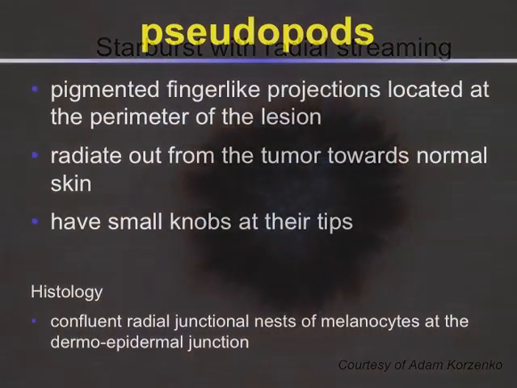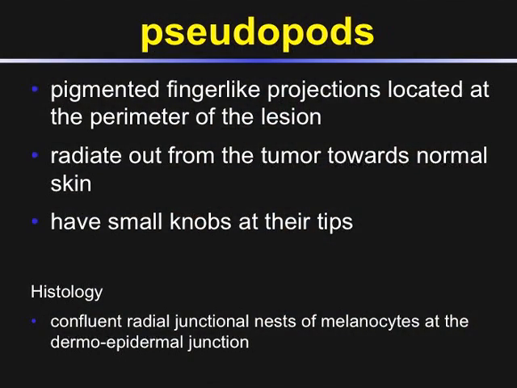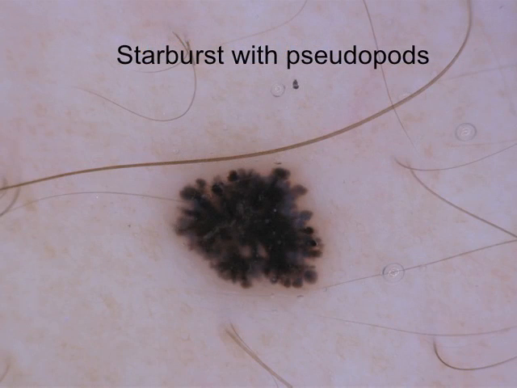And now, pseudopod, on the other hand, is the same structure with the bulbous ending. Histologically, same thing. So confluent junctional nests of melanocytes. And so here's a starburst pattern with pseudopod in a Spitz nevus.